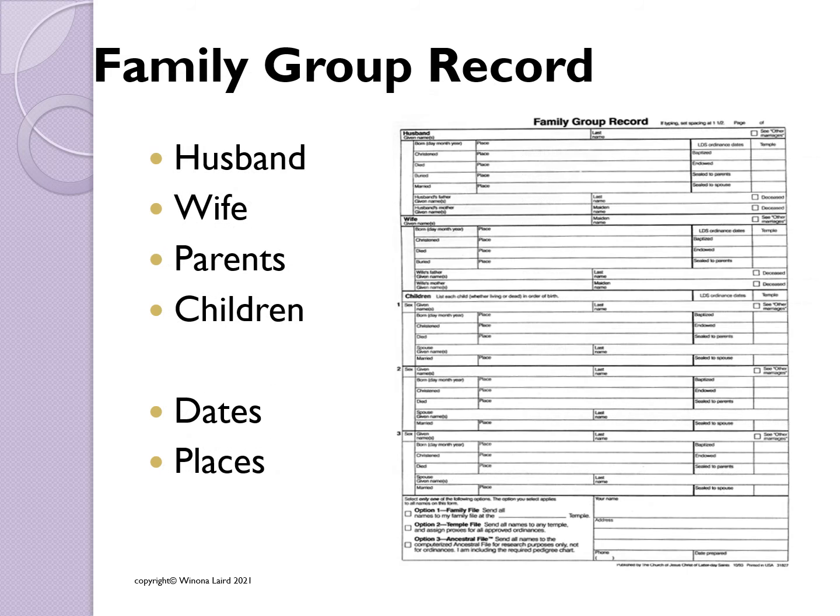We have the family group sheet. This is where you list the husband first, all of his information and his parents' names. The wife is next with her information and parents' names. And then the children are listed, the oldest first, and with all of their dates and places.